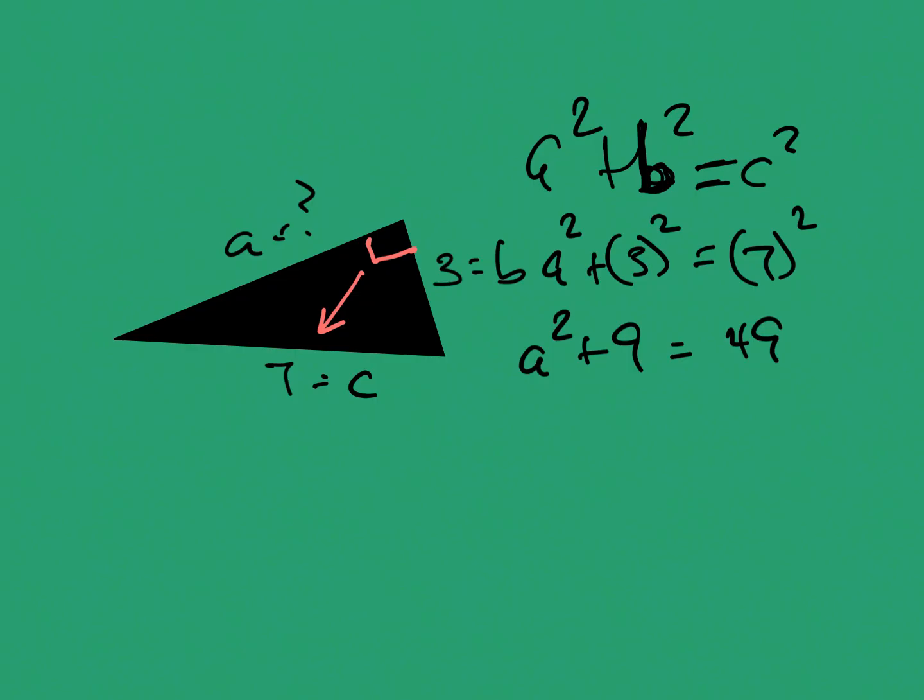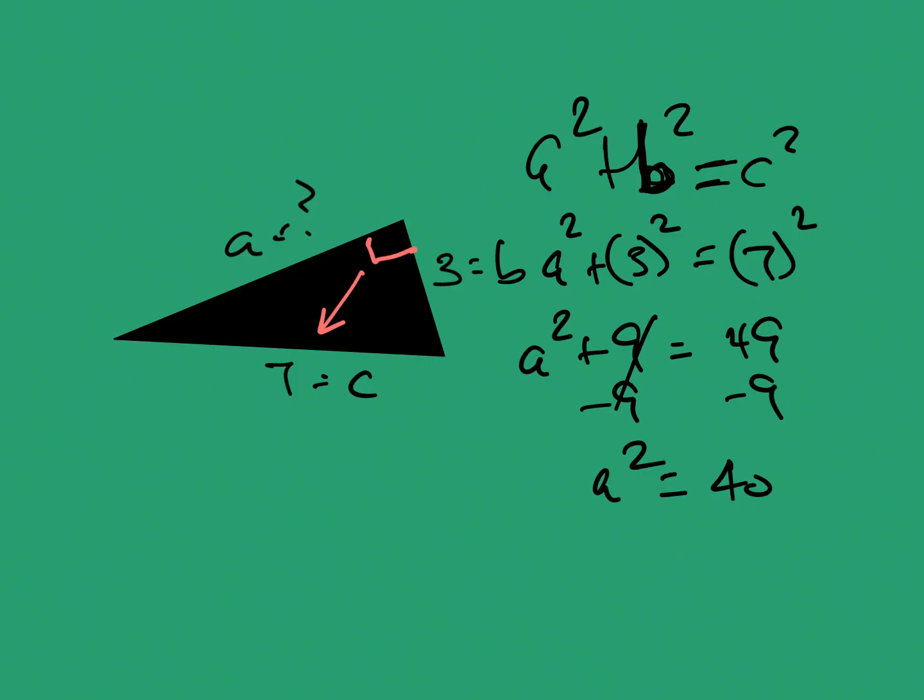Now, if we're looking for a leg, if we're looking for an A or a B, which we are in this case, guys, there's going to be a subtraction step involved, right? Need to subtract 9 from both sides. Let's get rid of those 9 so that we can isolate A squared. And 49 minus 9 is 40.